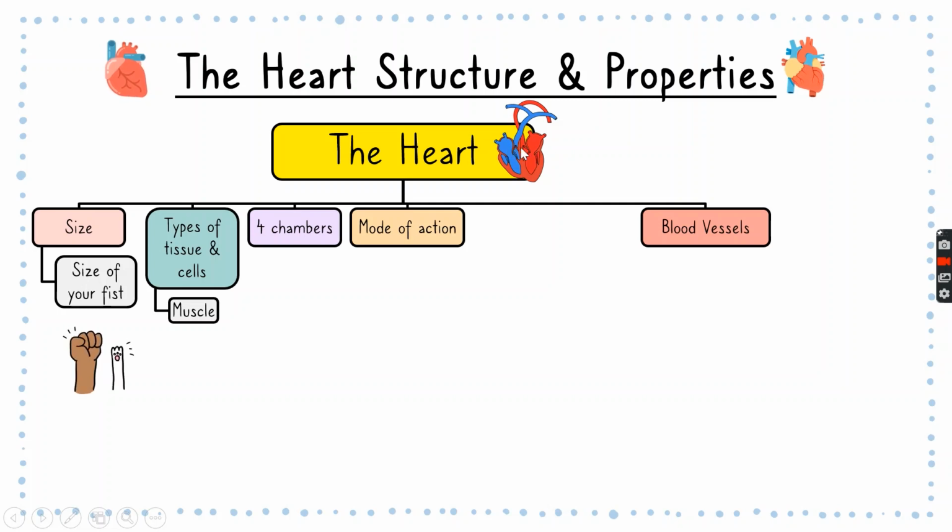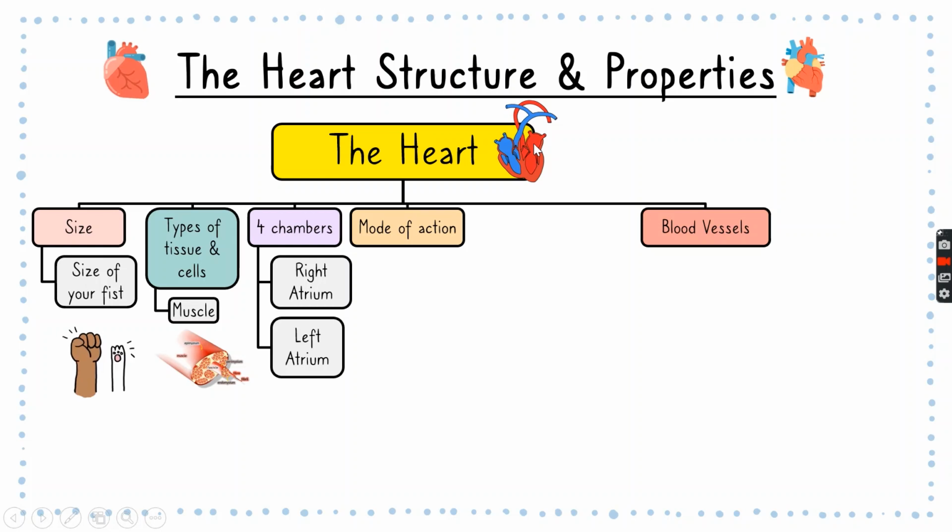So the upper chambers right here are actually called atria, or if it's singular, it's called atrium. So we have the right atrium on this side, and you have the left atrium on this side. You also get the right ventricle down here and the left ventricle down there. Ventricles are at the bottom parts of the heart.